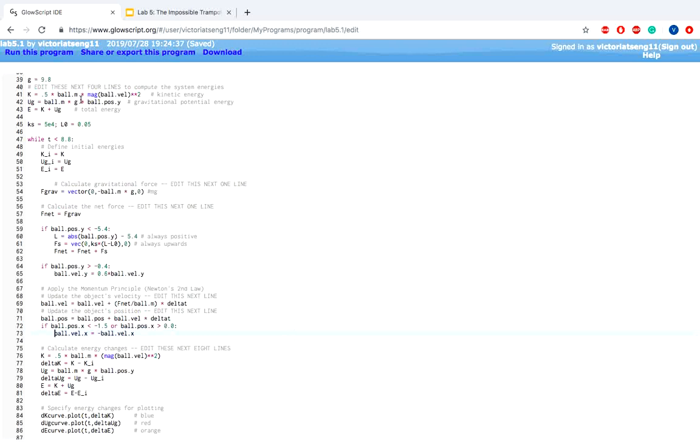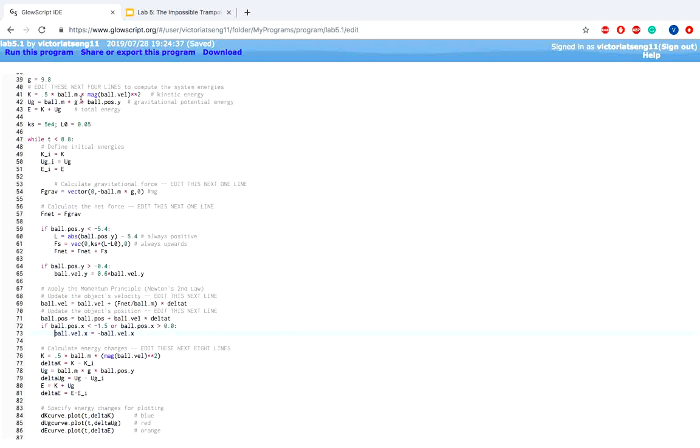Then we will make a while loop that will run until the end of our recorded time. We set our initial energies equal to the energies themselves. We calculate the gravitational force, which is also the net force. When we look at the tracker video, we see that the lowest y coordinate is about negative 5.4 meters. So we say that if the y position is less than negative 5.4, L is the absolute value of the y position minus 5.4. The spring force is Ks times L minus L0 y hat, and the net force is both the force of gravity and the spring force.